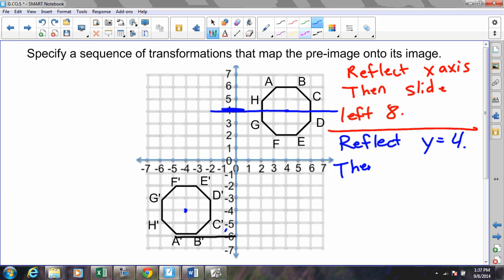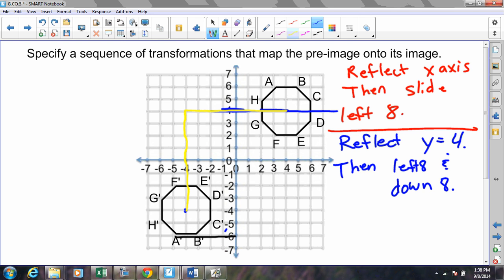And then I would have a different translation. I'd still have to go to the left 8, but matching up center to center, 1, 2, I should do this in another color so we can see. 1, 2, 3, 4, 5, 6, 7, 8. 1, 2, 3, 4, 5, 6, 7, 8 down. And there we go. We have a different correct answer. They were both valid methods of moving it from the pre-image onto the image. And these are not the only ones.